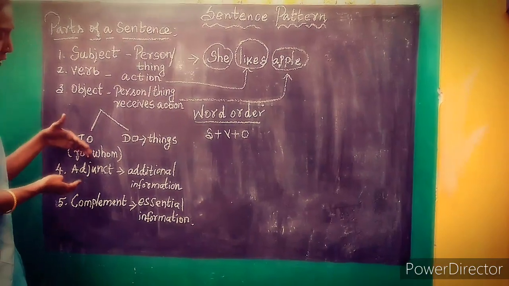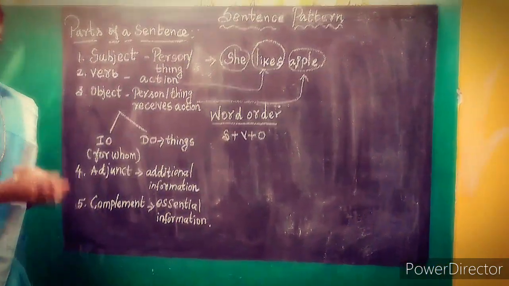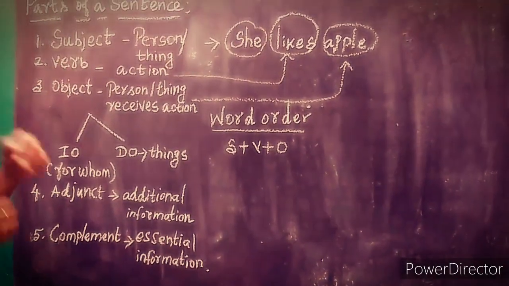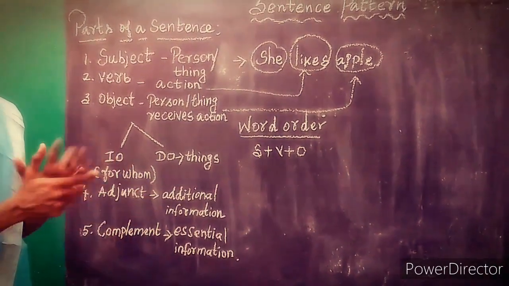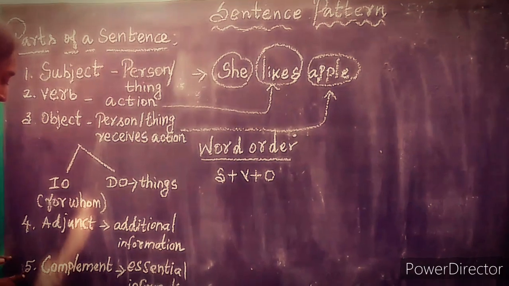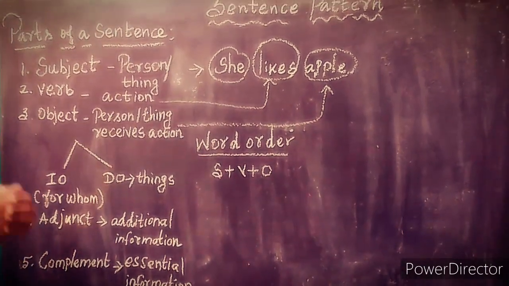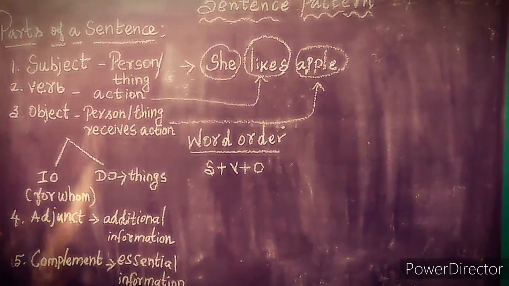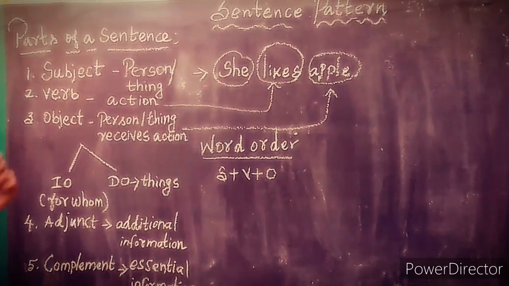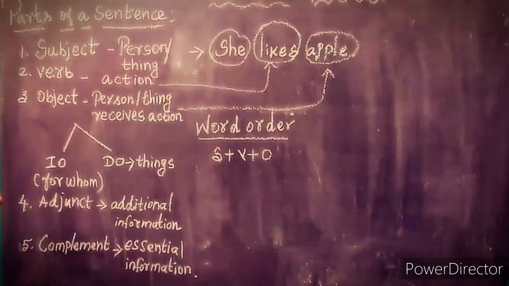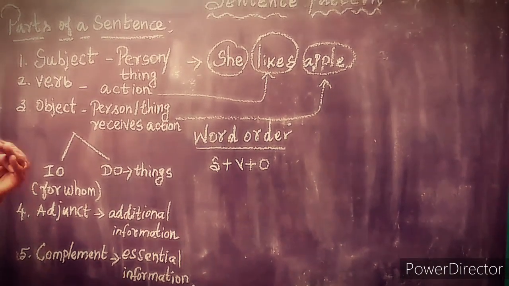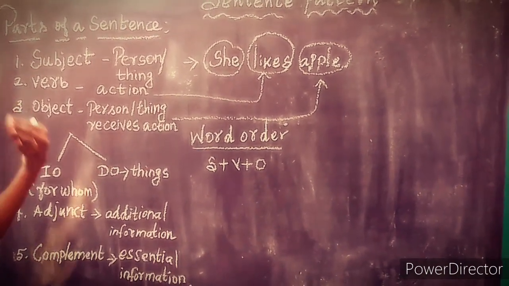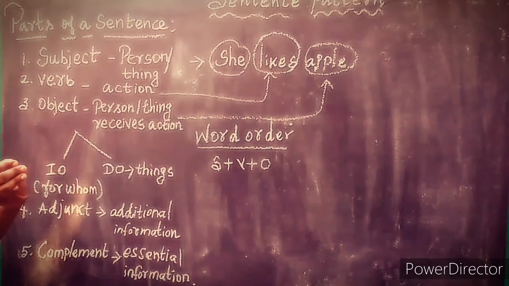The fourth important part of a sentence is adjunct. What is an adjunct? It gives some additional information to a given sentence. So what about the complement? The last part and the main part is the complement. What about the complement? It gives some essential information to a sentence. That is complement. I'll explain more elaborately with some examples. Shall we move on to the examples?